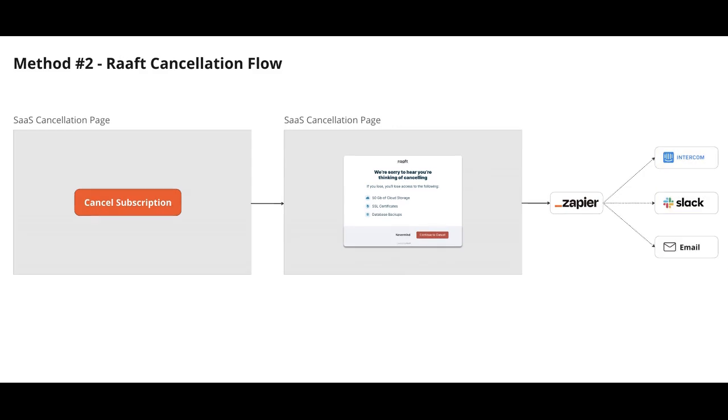This method has two big differences versus the first one. It retains some users by making offers along the way before users cancel, and it keeps better track of the cancellation feedback with automated reporting.